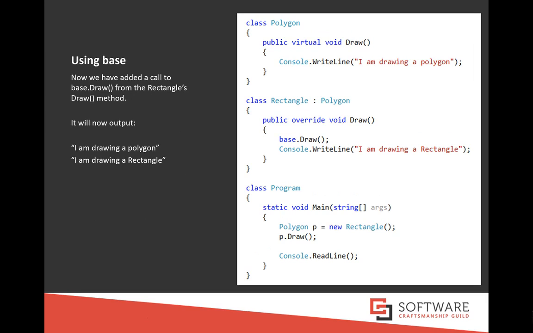Now if we want to use the base keyword, this is the same code as before, except that in the rectangle's draw method, I have added a call to base.draw, and then I print I am drawing a rectangle. Now when we call the draw method, the rectangle's draw is still going to run, but when it hits base.draw, it's going to run the polygon's draw method. So it will print both I am drawing a polygon and then I am drawing a rectangle. So whenever you're overriding, you can always use base to call a method. And we actually have a sample of this in our RPG inventory coming up.